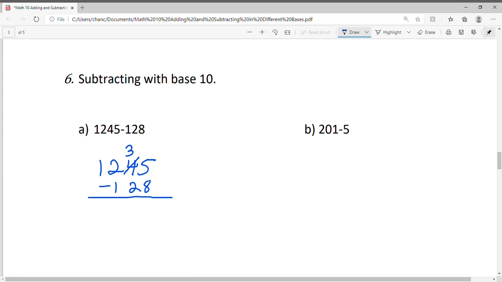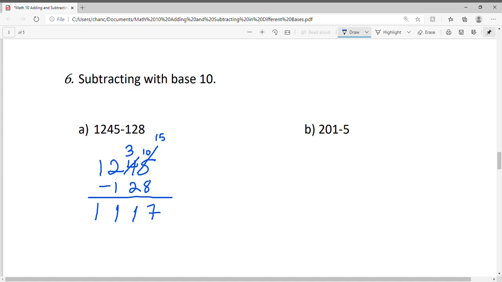Then what do you do? Well, you add 10 back to the 5. And you cross it out and you replace it with a 15. So this 5 becomes a 15 because we're in base 10, we borrow a 10. So 15 minus 8, we know that's going to give us a 7. 3 minus 2, that's a 1. 2 minus 1, that's a 1. 1 minus nothing is 1. So that's our solution in base 10.